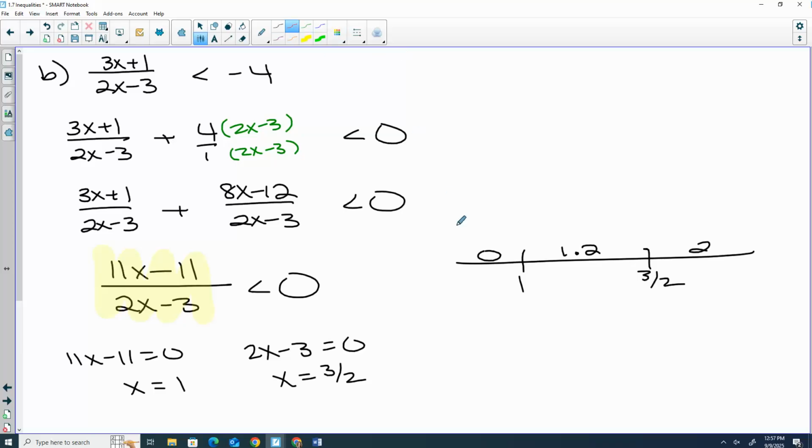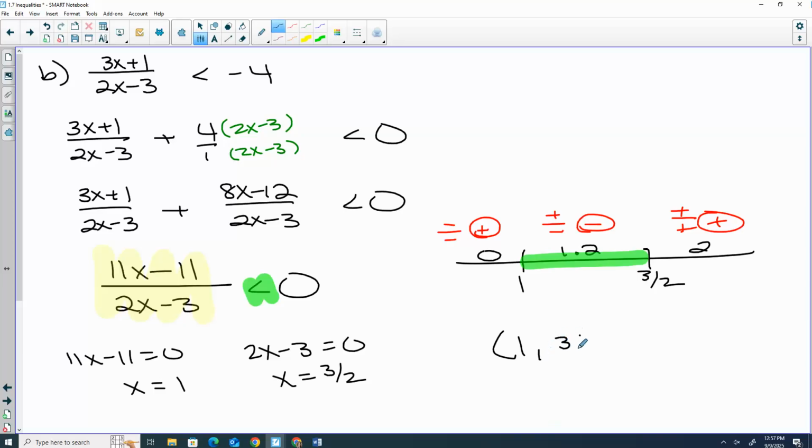So if I put in a 0, I get a negative over a negative, which is positive. If I put in 1.2, I get a positive over a negative, which is negative. Put in a 2, we get a positive over a positive, which is positive. Which answers did we want? No equal to, so we don't have to worry about brackets. So it's just from 1 to 3 halves.